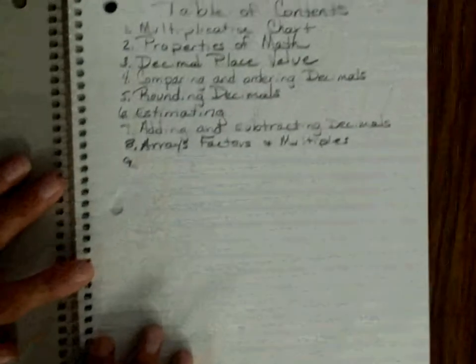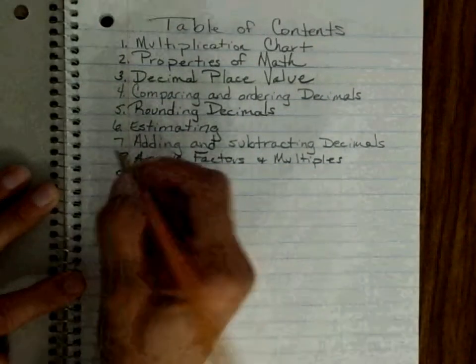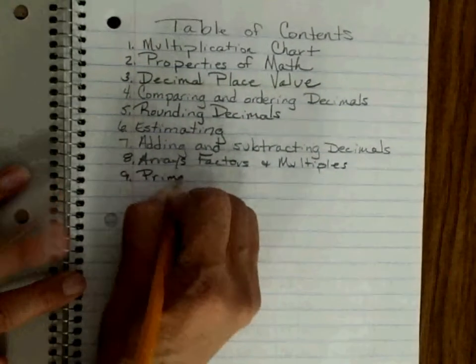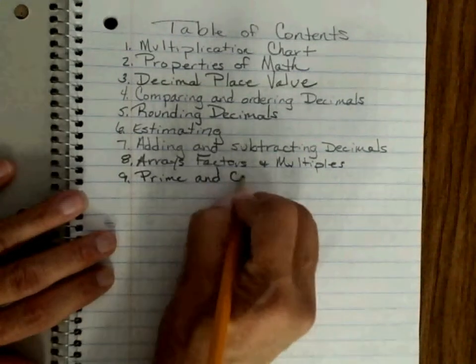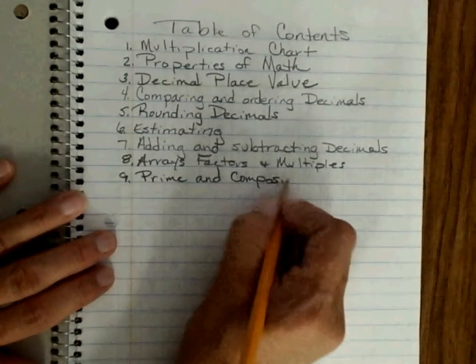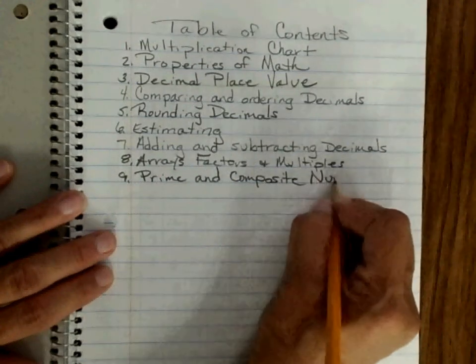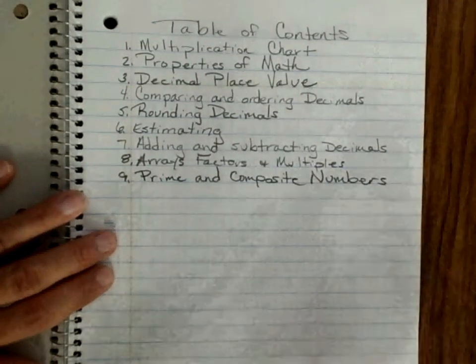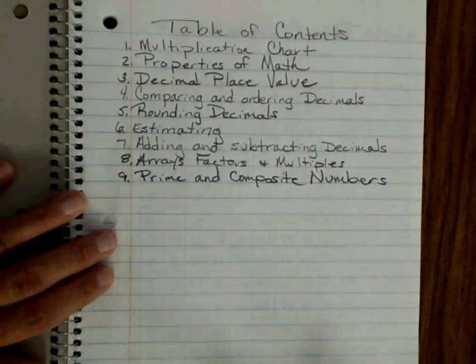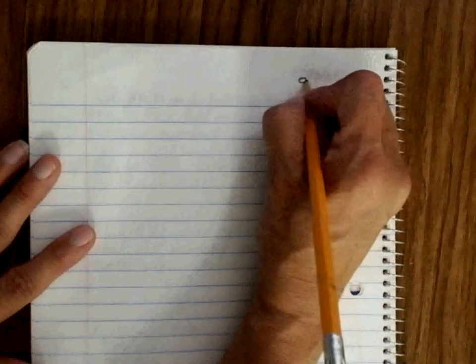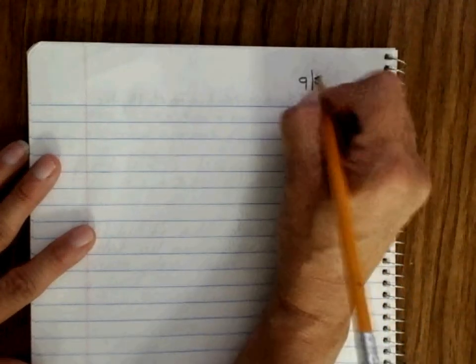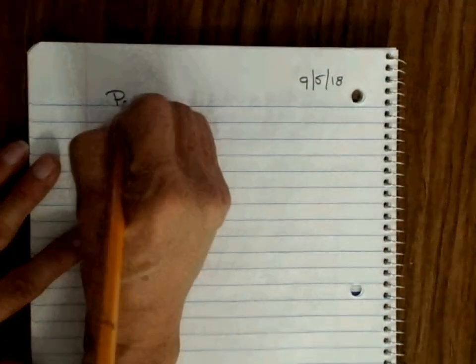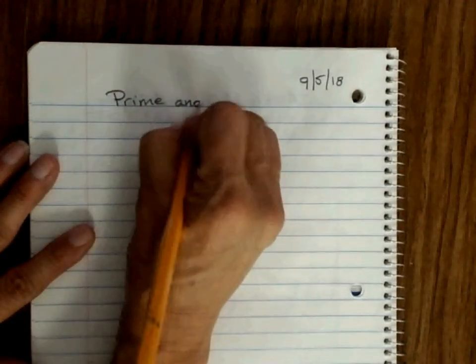Okay, class, we have a real quick lesson here on prime and composite numbers. So in your table of contents, go ahead and write this down: prime and composite numbers. Okay, then go to your next page after the arrays, factors, and multiples. And today is September the 5th, 2018, prime and composite numbers.